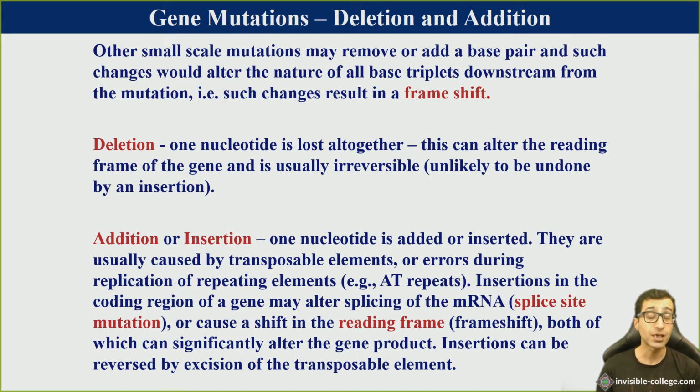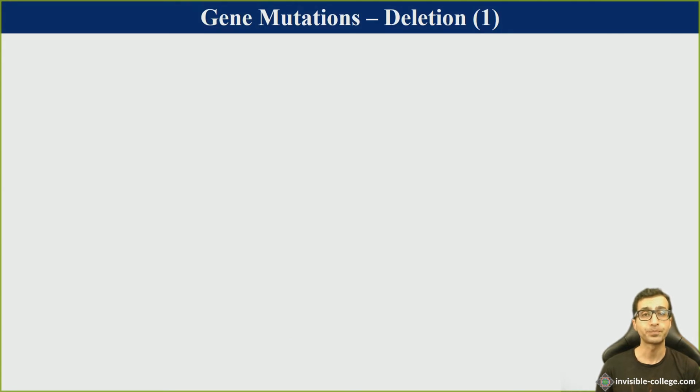So insertions in the coding region of a gene can alter the splicing of the mRNA, and this is called a splice site mutation, or it can cause a shift in the reading frame, which is referred to sometimes as frame shift. Now both of these can significantly alter the gene product, because both of these types of mutations will alter all of the codons downstream from the position of that mutation. Now insertions can be reversed by the excision of that transposable element.